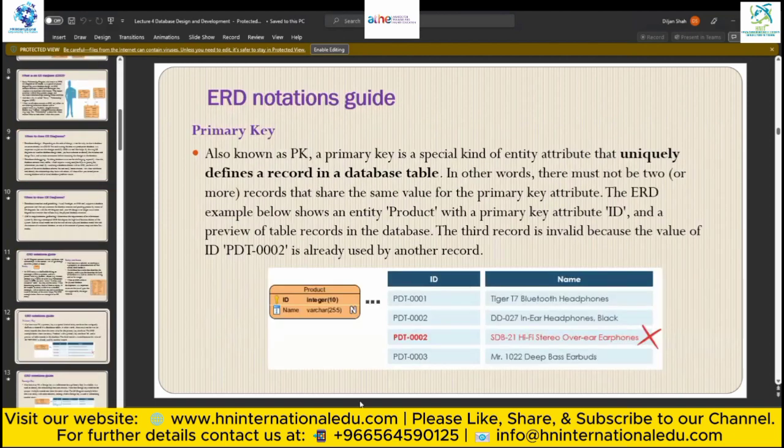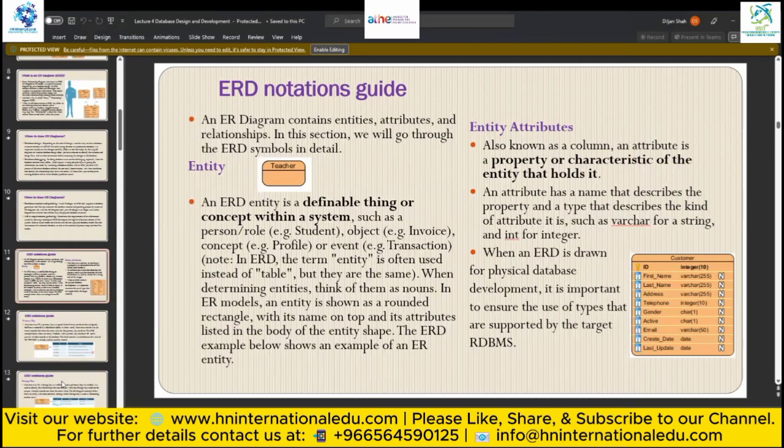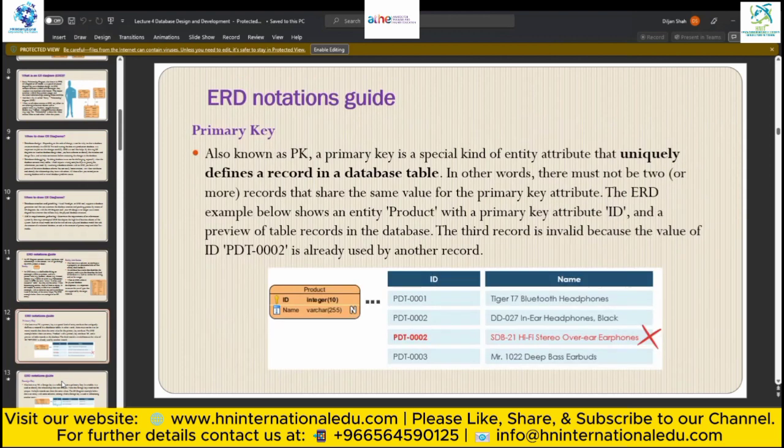Okay, now Umar, are you here? Yes, sir. Kindly tell us what is ERD? It's entity relation diagram. Okay, why do we use ERD? I don't know, sir.